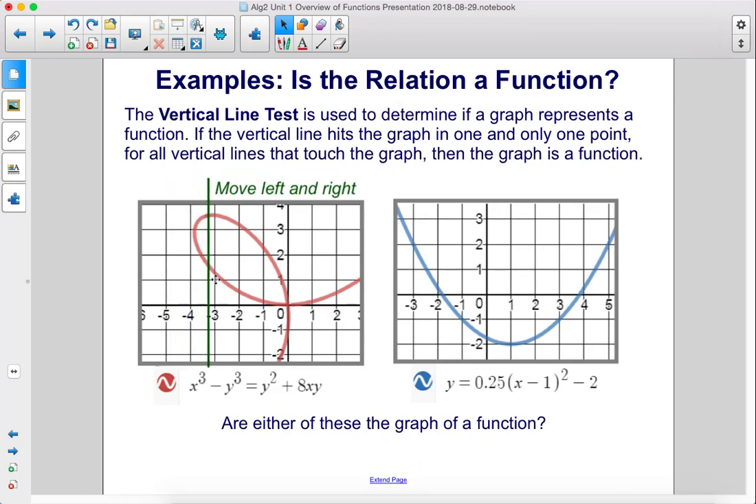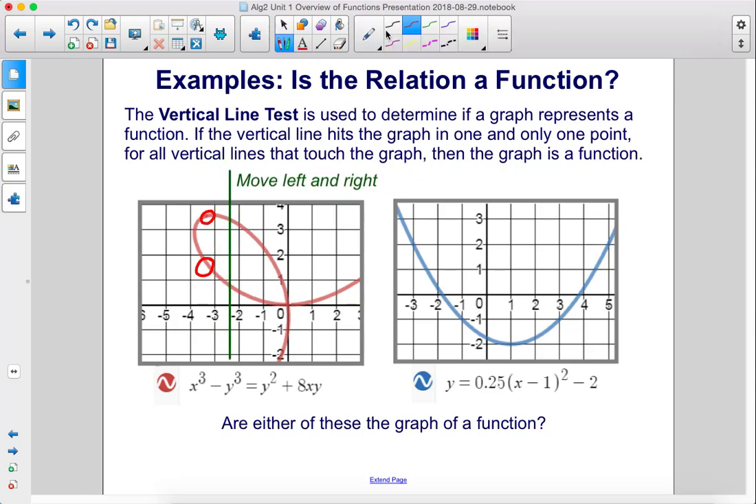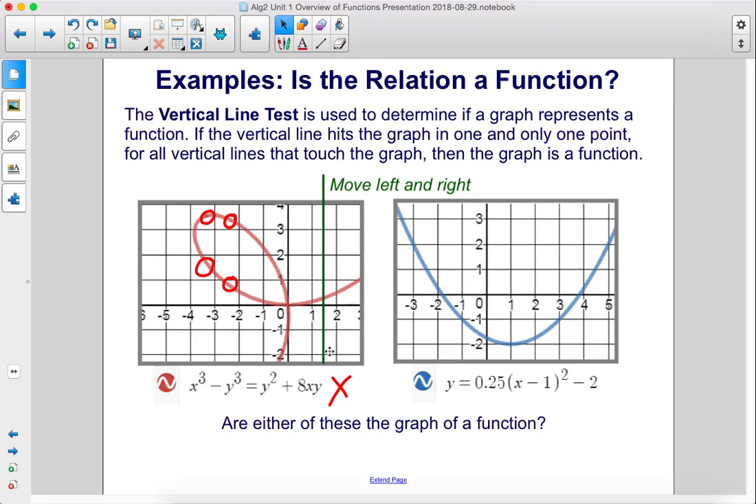Right here we see that this fails the vertical line test because this vertical line intersects the graph at 2 points. Even if we move this all the way over here, this does pass the vertical line test. However, if there's any point at which the graph fails the vertical line test, that means that it is not a function, even if there are portions of the graph that do pass the test.